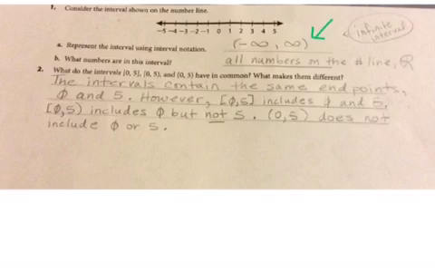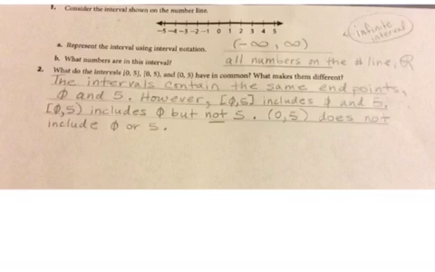What numbers are in this interval, part B? That would be all real numbers, and on the number line, and that's where we get this fancy looking R. That represents all real numbers. That is a set of numbers, and we will be talking about lots of sets of numbers.